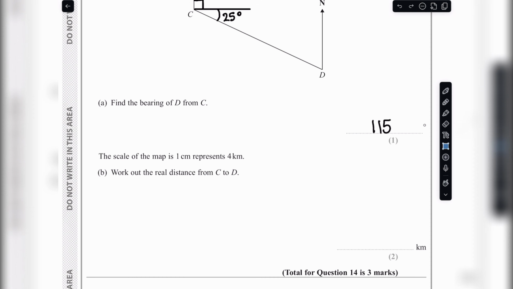In the second part of this question, we are told that the scale of the map is 1 centimeter represents 4 kilometers. Work out the real distance from C to D. So all you just need to do is use your ruler to measure out the length CD.